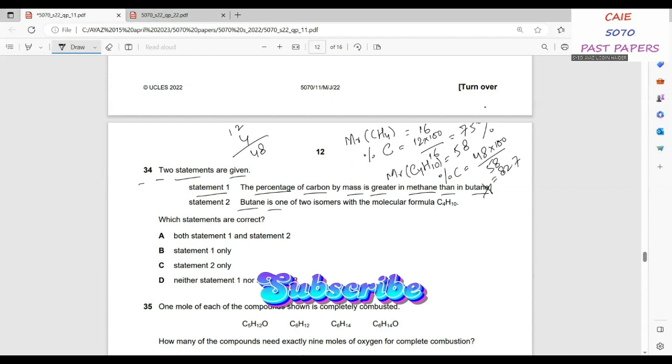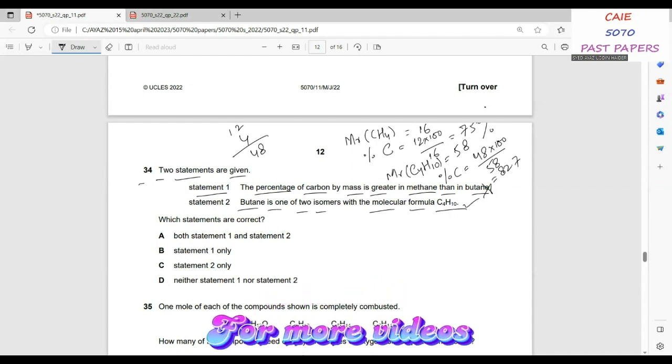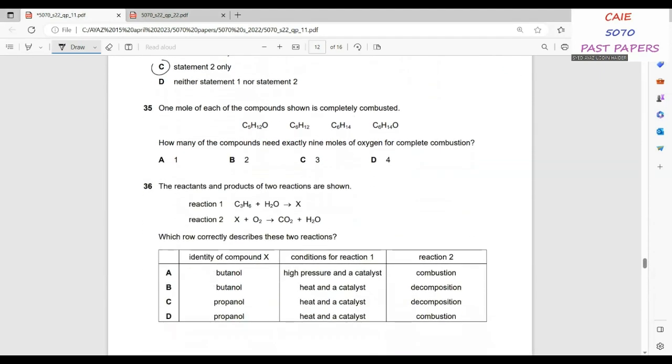Statement 2. Butane is one of the 2 isomers with the molecular formula C4H10. Yes, this is correct. Which statements are correct? Only statement number 2 is correct. So C will be the right answer.